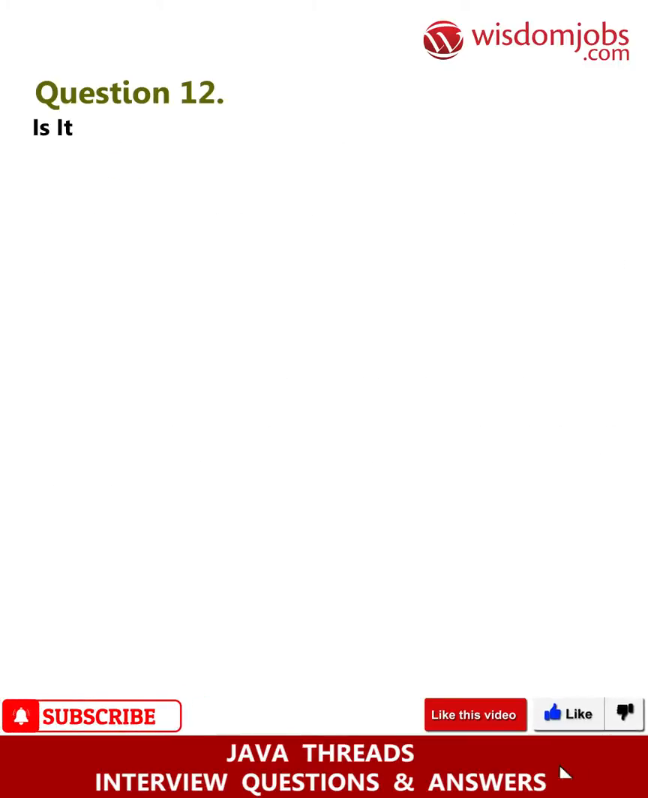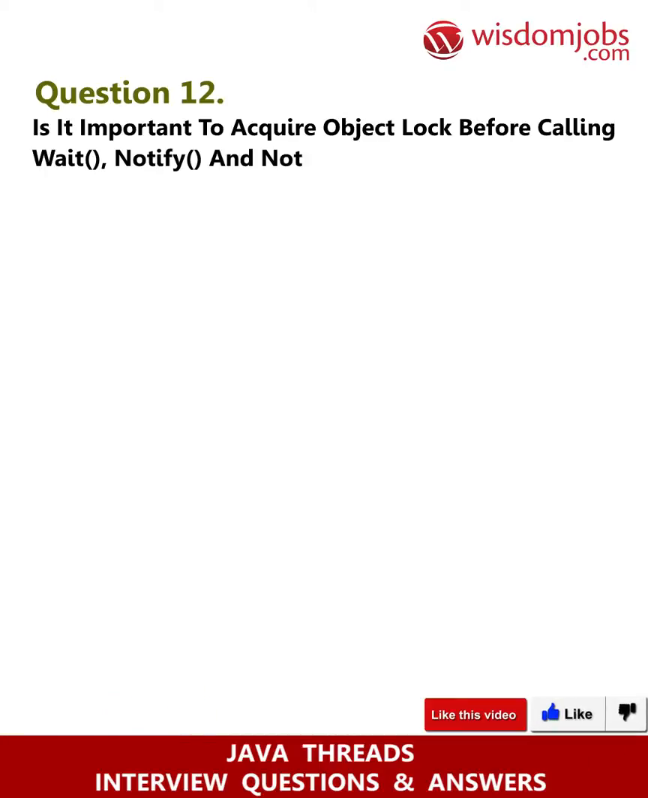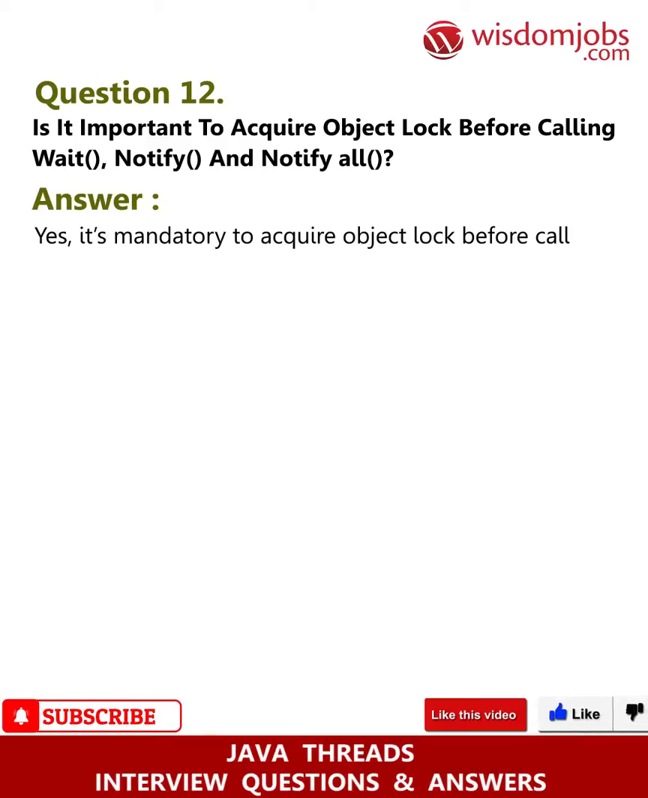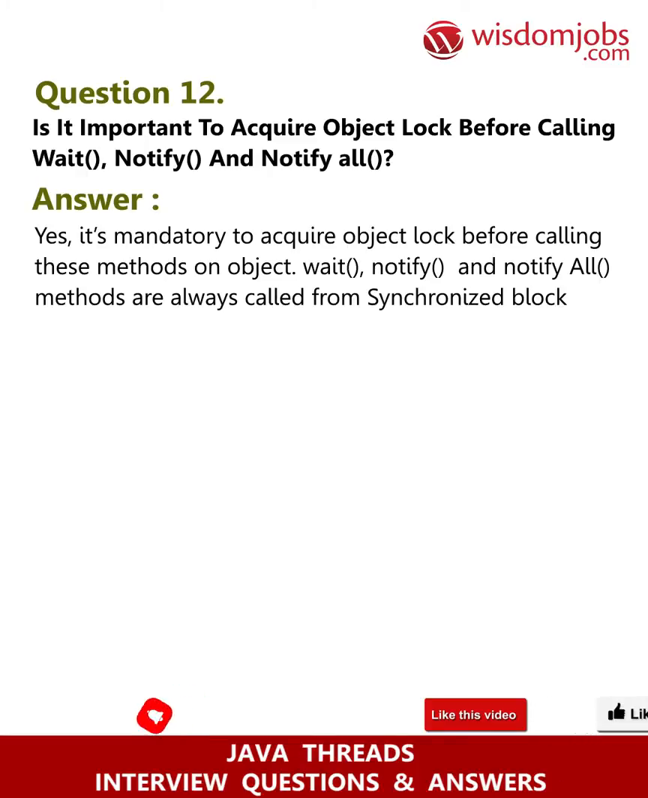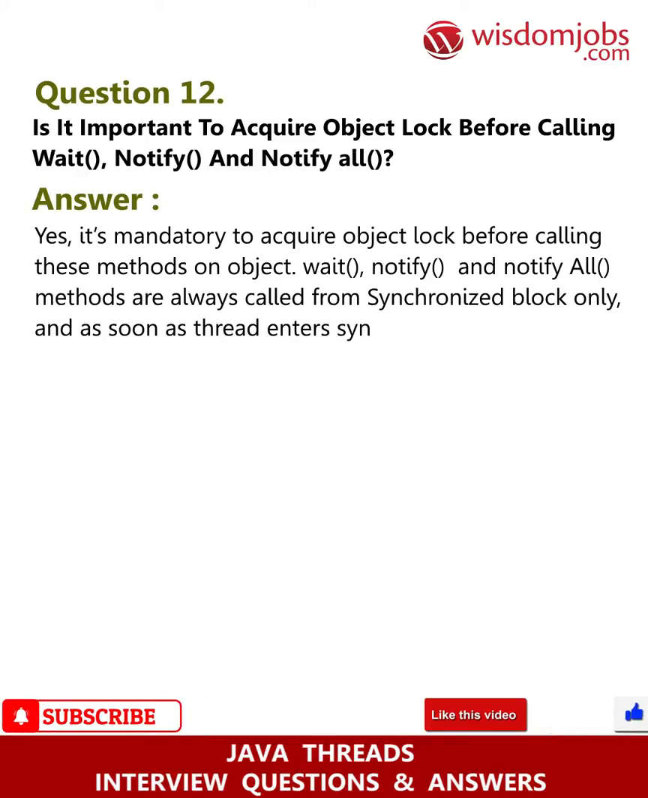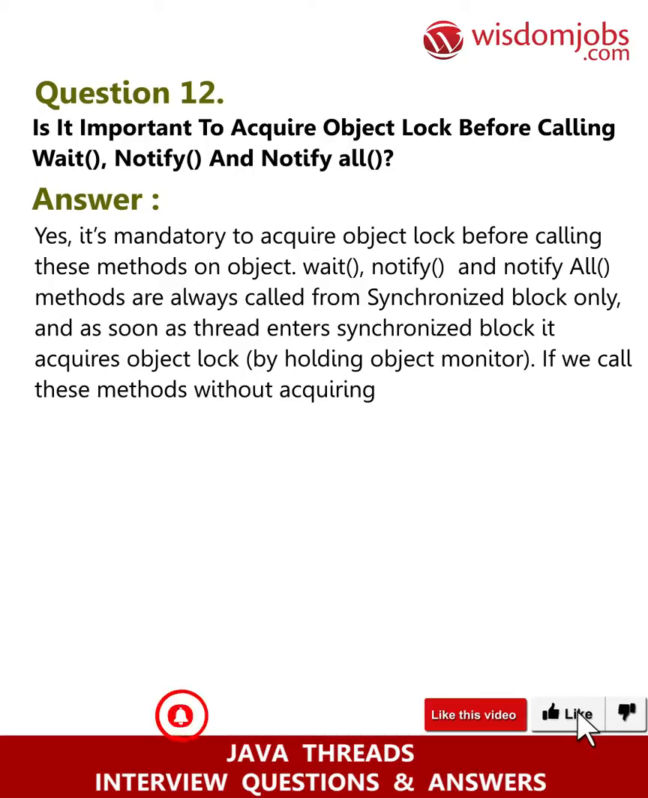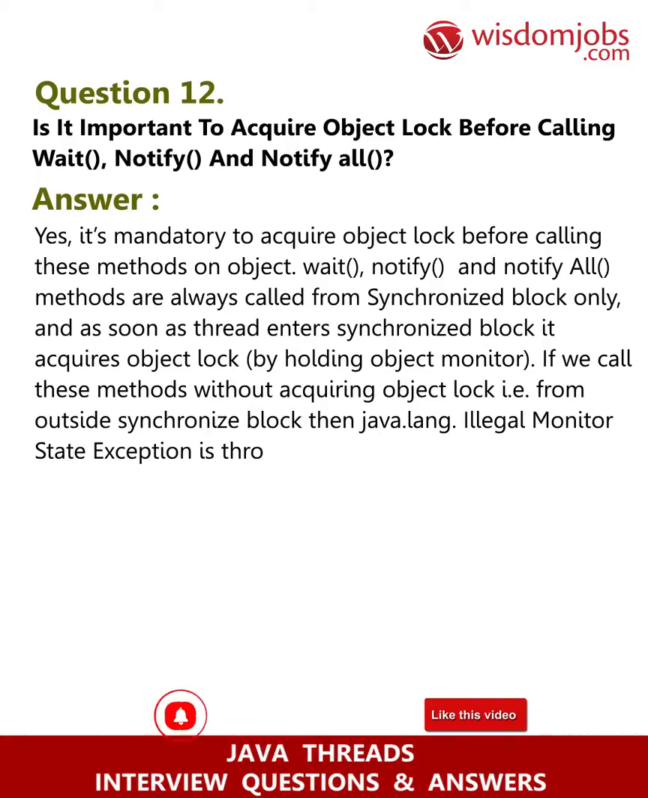Question 12. Is it important to acquire the object lock before calling wait, notify and notifyAll? Answer: yes, it's mandatory to acquire the object lock before calling these methods on the object. The wait, notify and notifyAll methods are always called from a synchronized block only, and as soon as a thread enters a synchronized block it acquires the object lock by holding the object monitor. If we call these methods without acquiring the object lock, i.e. from outside a synchronized block, then java.lang.IllegalMonitorStateException is thrown at runtime.